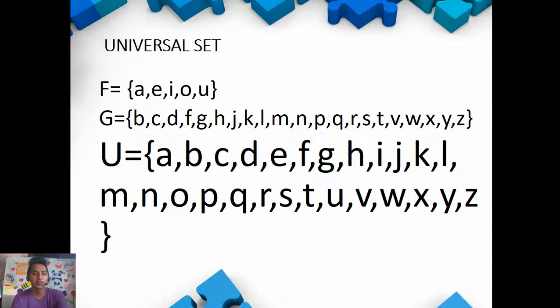Universal set. So if, for example, we have set F, A, E, I, O, U, and set G, we have B, C, D, F, G, H, J, K, L, M, N, P, Q, R, S, T, V, W, X, Y, Z. Our universal set is the combination of the two sets. Why? Because the two sets are a set of alphabets. So, as a whole, the universal set is the alphabet. Did I make myself clear? Okay? Did I make myself clear? Thank you.